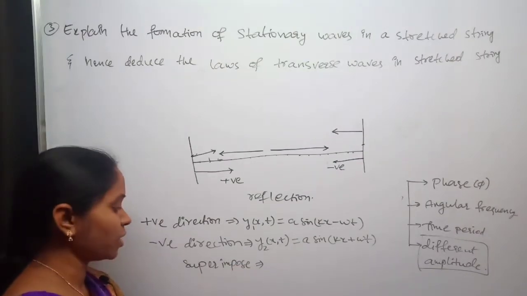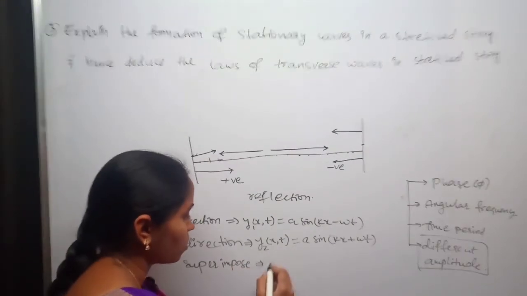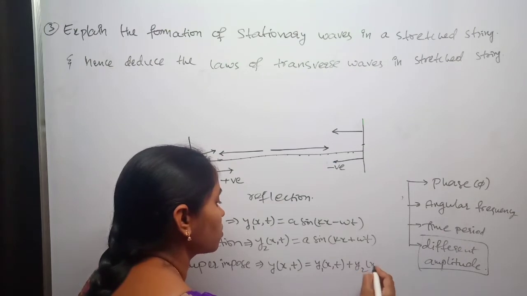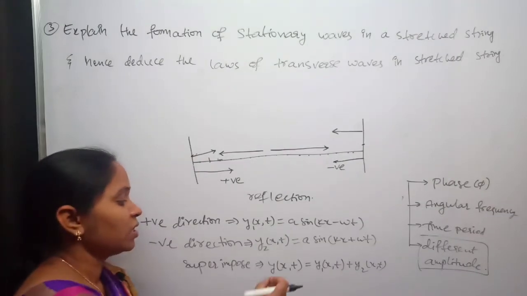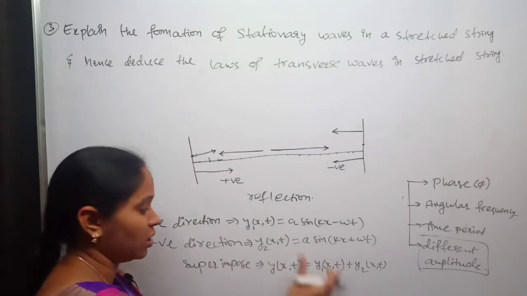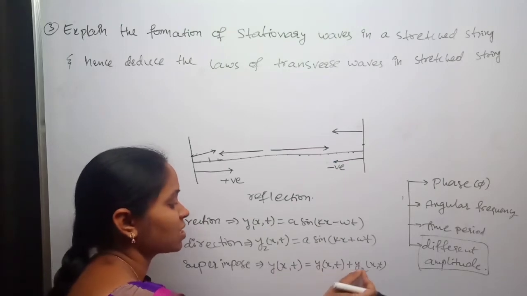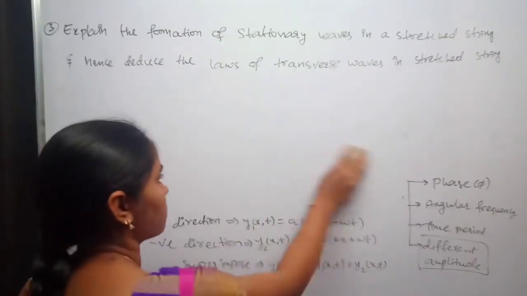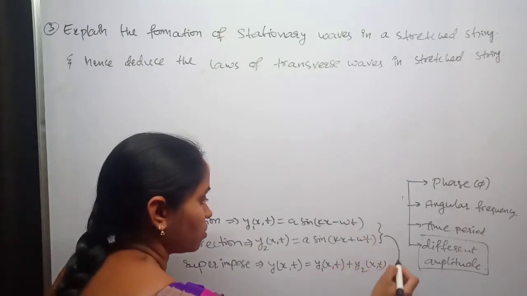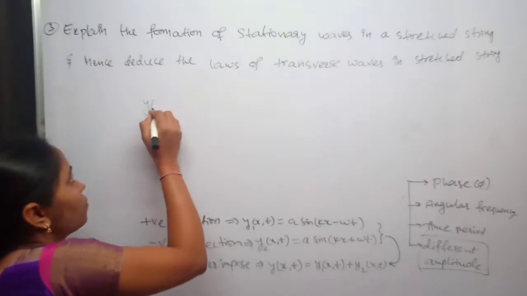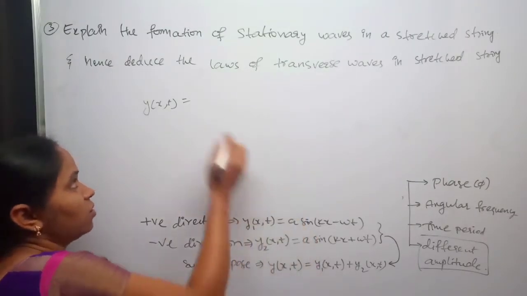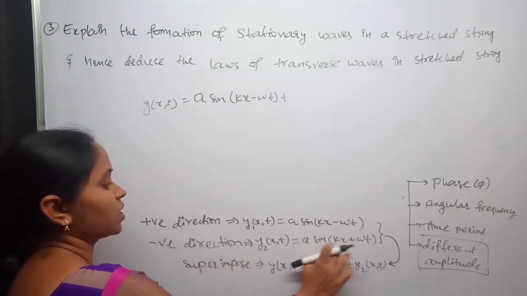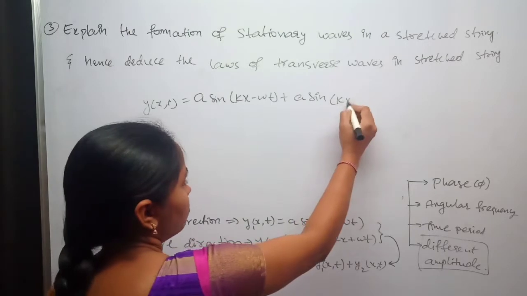And according to the superposition principle, the resultant displacement relation is y(x,t) = y1(x,t) + y2(x,t). Now you just substitute these two equations in this equation. y(x,t) = a sin(kx − ωt) + a sin(kx + ωt).